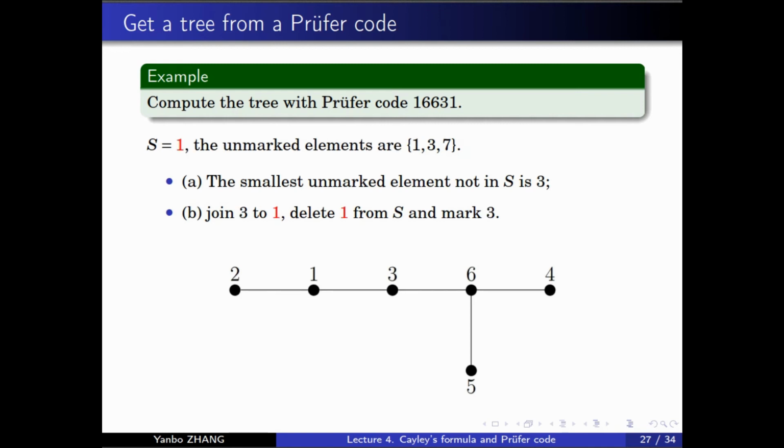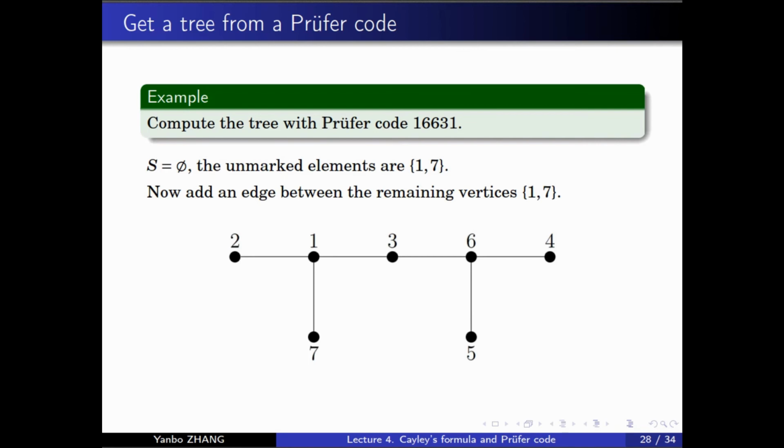Now the smallest unmarked element not in S is 3 right here. So we will go ahead and join 3 to the first element of S, which is 1. Delete 1 from S and mark 3.